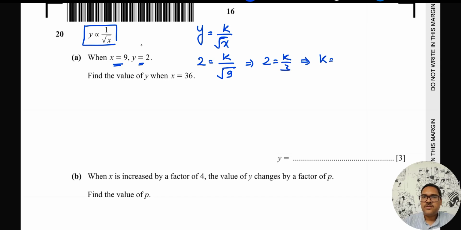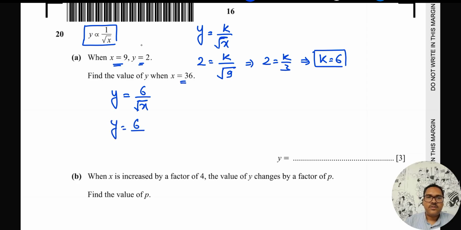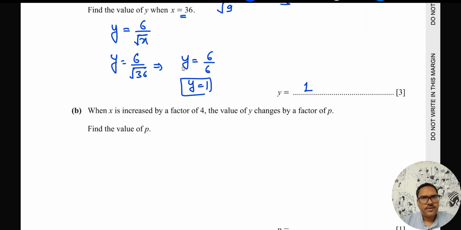So, from this you can say k is equal to 2 into 3, which is 6. So, we got the relation. What is the relation? Y is equal to, that is k is 6, so this is 6 by root x. Now the question is, what is y when x is equal to 36? So y is equal to, if I put 36, this is y is equal to 6 upon root 36 is 6, which is y equal to 6 upon 6, which is equal to 1. So this is y equal to 1, correct?